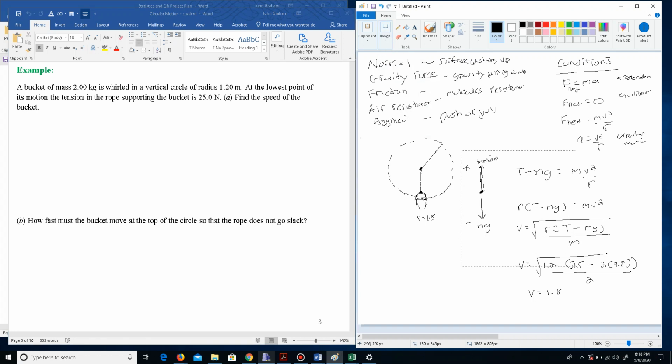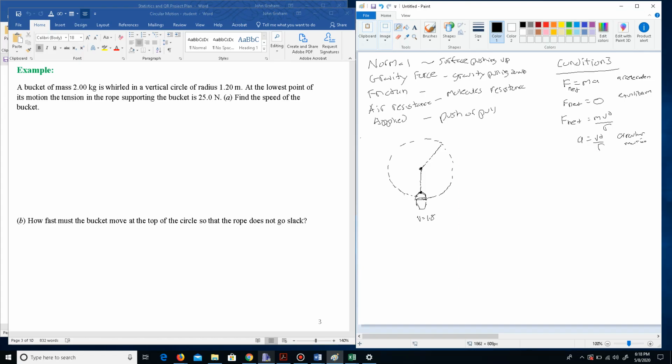And I'll keep the picture. I'm going to erase this stuff here. So now if you're at the top here, you still got weight down. That'd be mg. You also have tension down. So you have two things going down. So what we're going to do, actually, I'll just make this negative, up is positive. You have negative mg minus t equals mv squared over r.